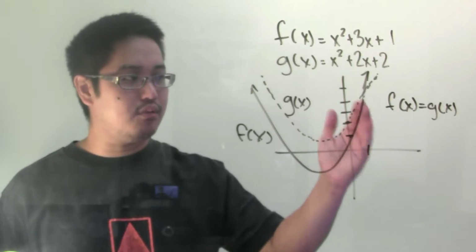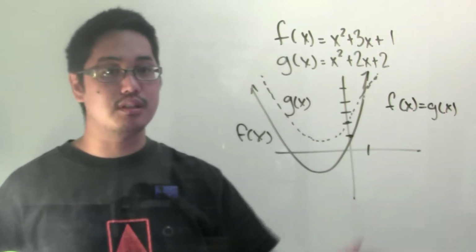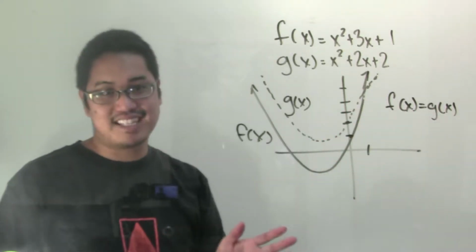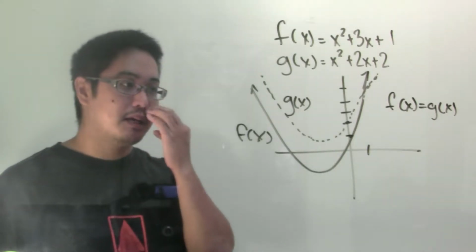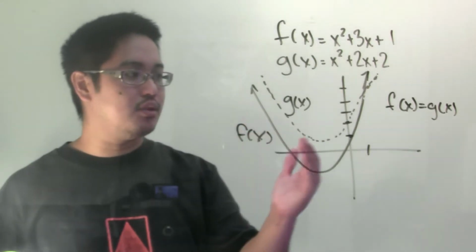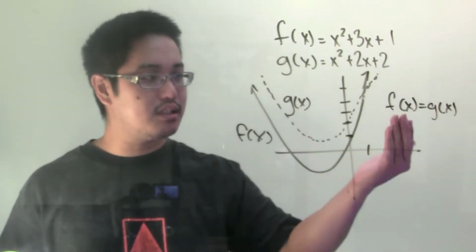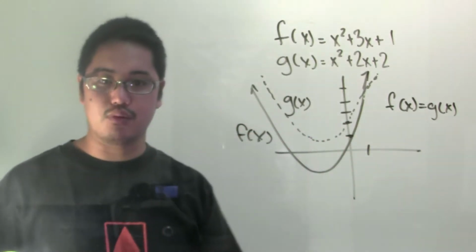Well, to do that, you would have to ask yourself, when are they equal to each other? So all I was asked this time around was, when are they equal to each other? But the point I'm trying to make is that even if I asked you, when is g of x bigger than f of x, you would still need to ask yourself, when is f of x equal to g of x?